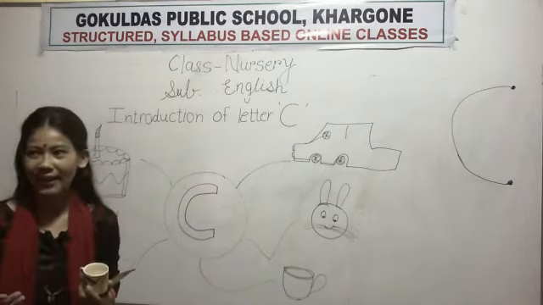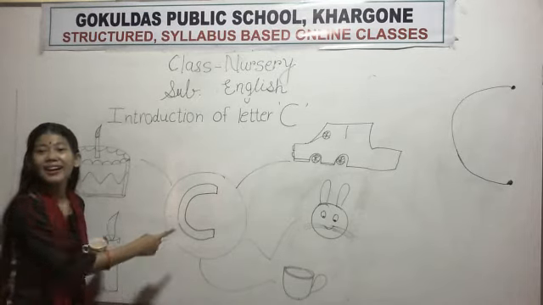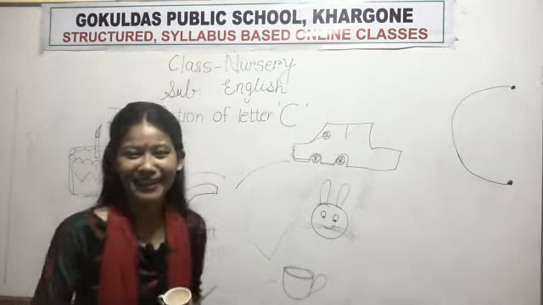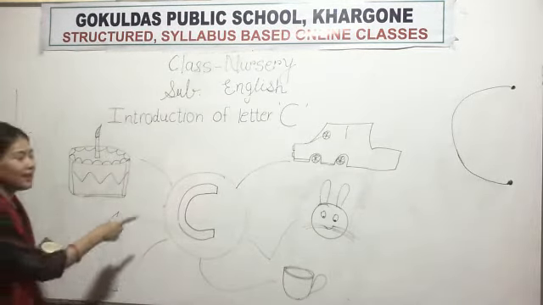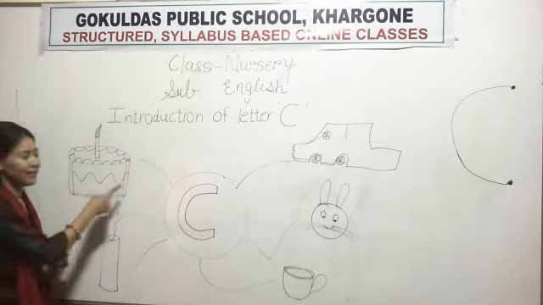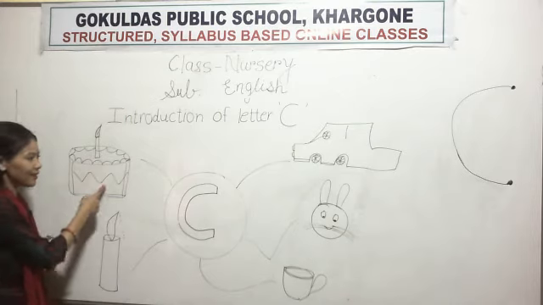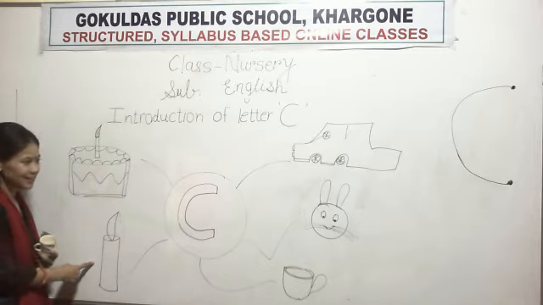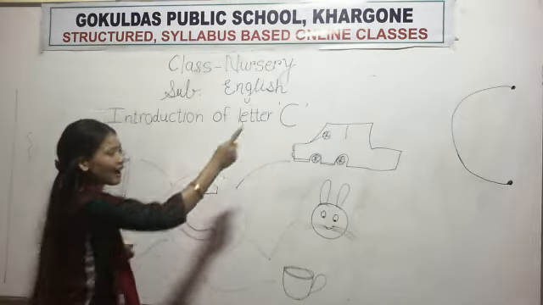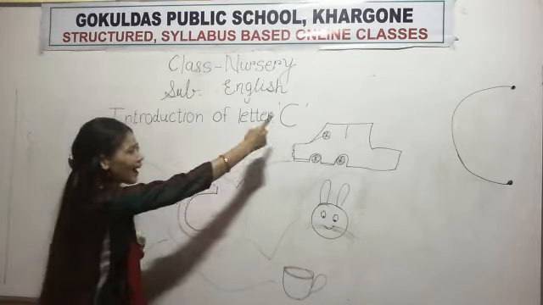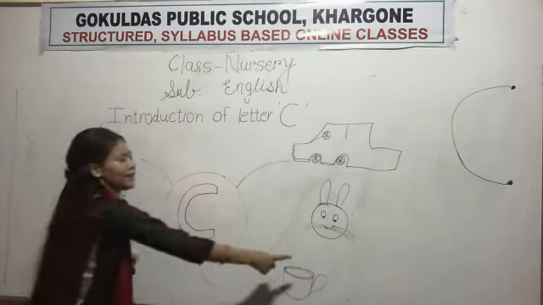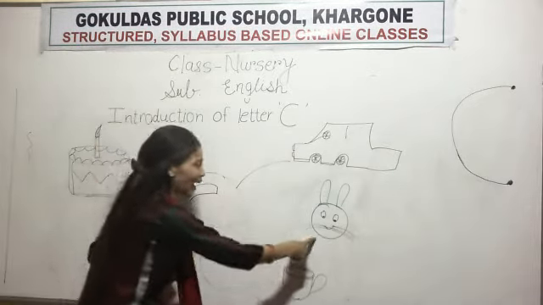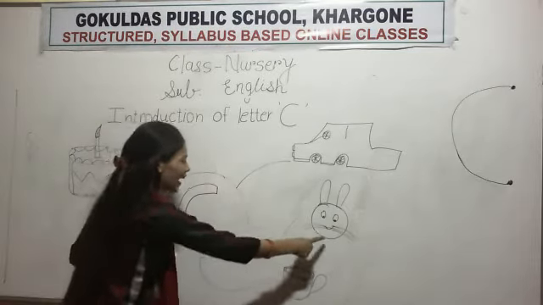Okay, repeat after me, okay? Which letter is this? Letter C. This is letter C. C for cake. Say C for cake. C for candle. C for car. C for cat. Meow.